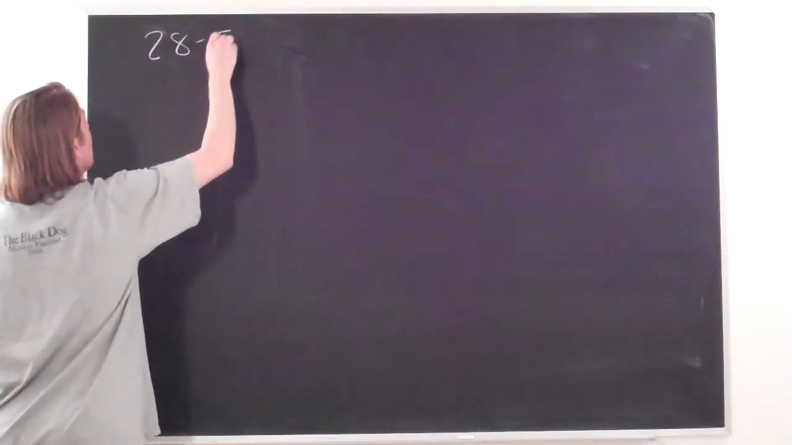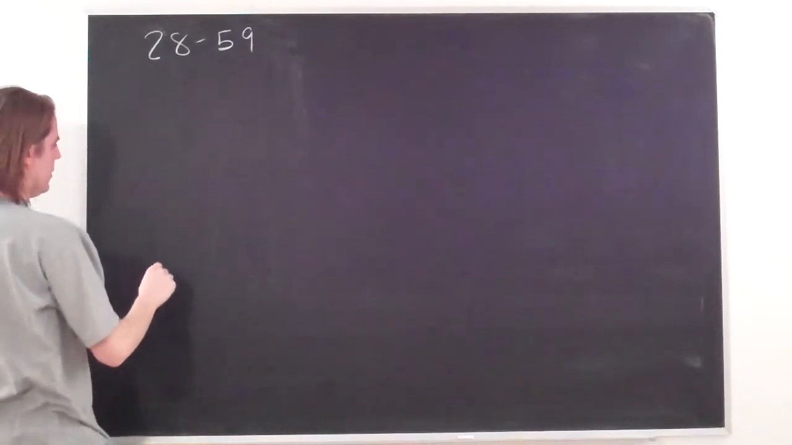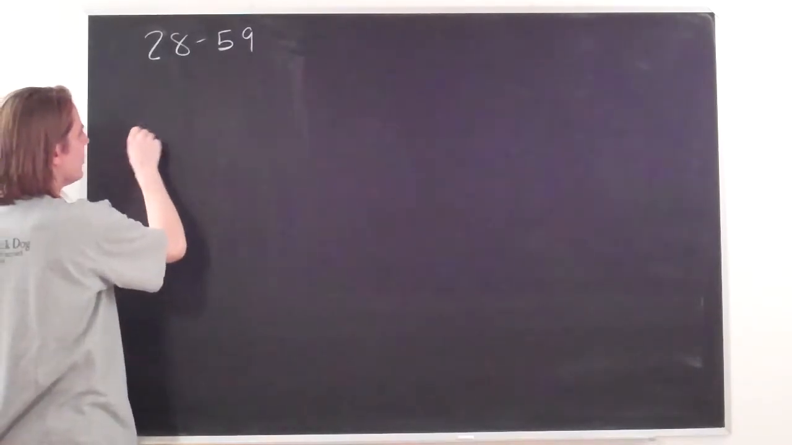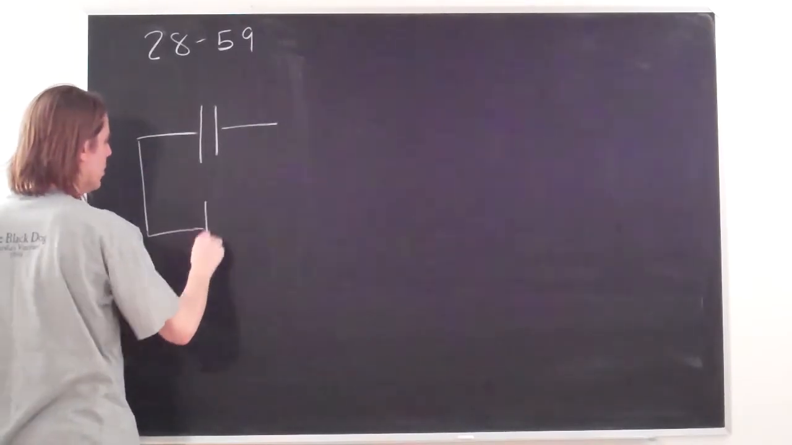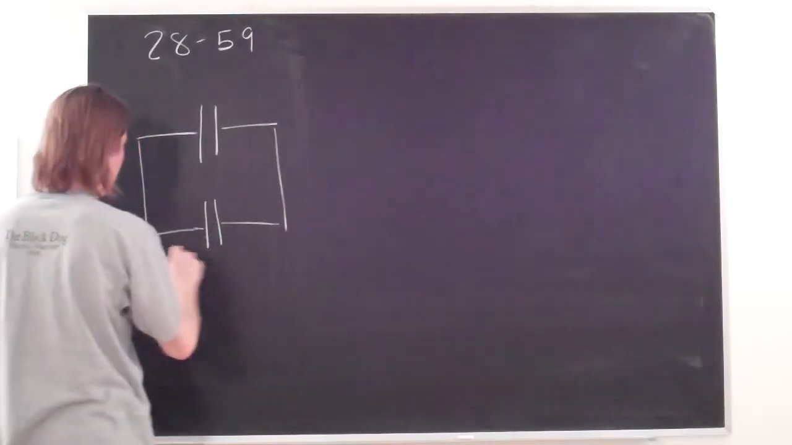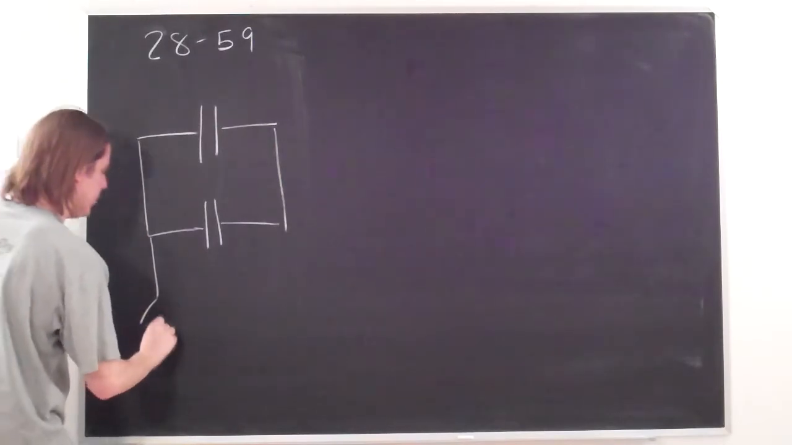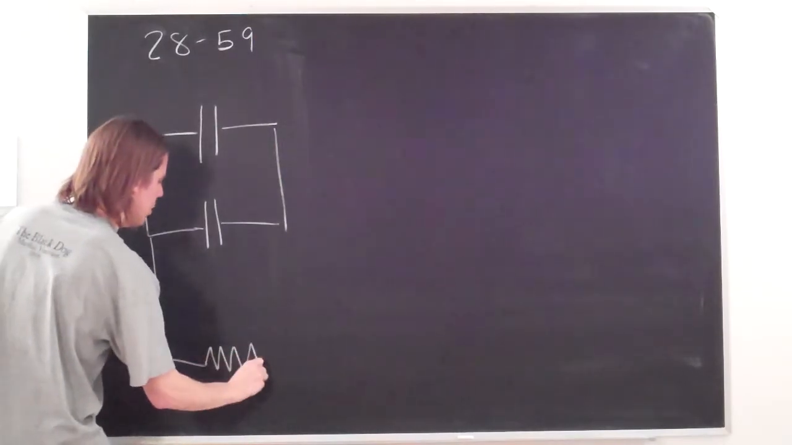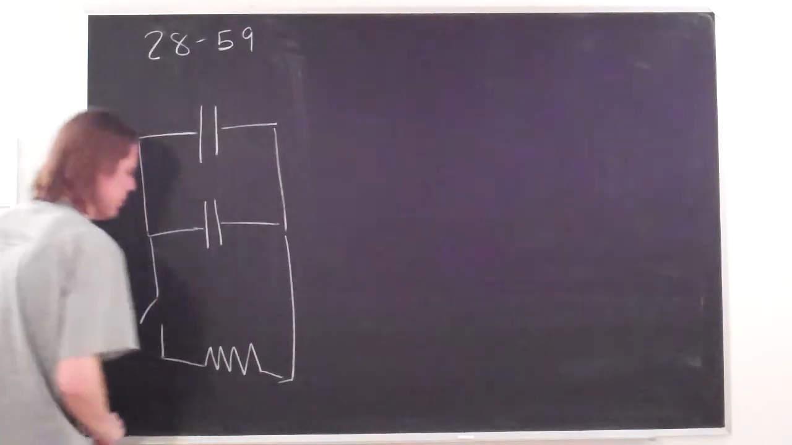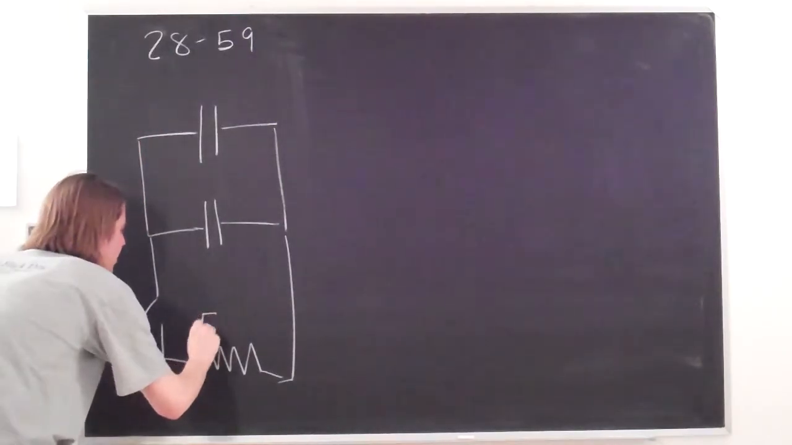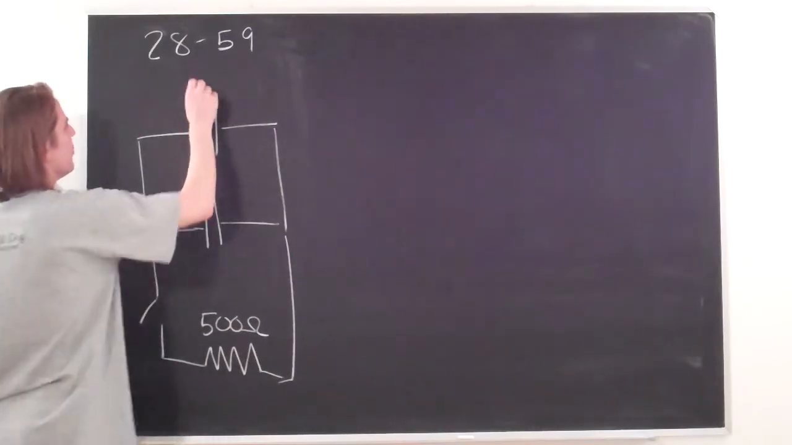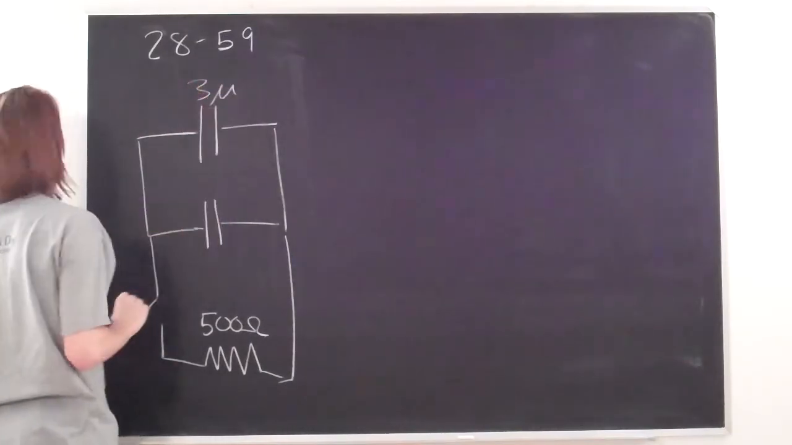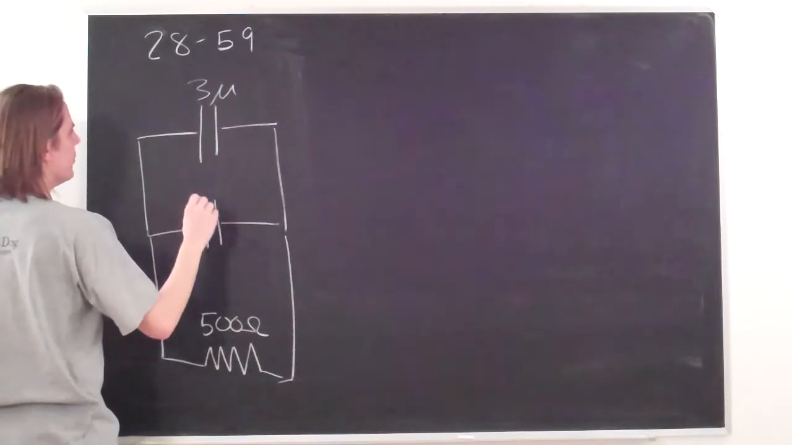This is 2859. In this one, it's a circuit with two capacitors in parallel, and then they go down through a switch to a resistor. The resistor is 500 ohms, and the capacitors are 3 microfarads and 2 microfarads.